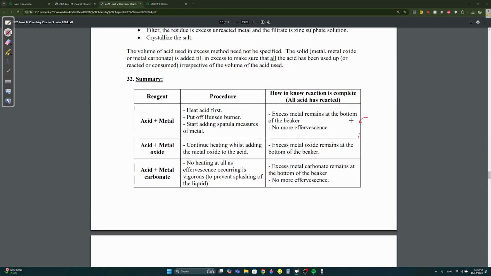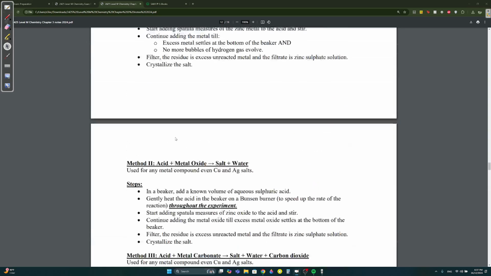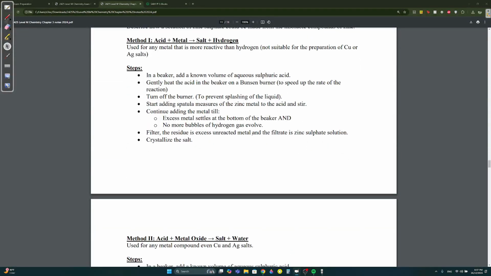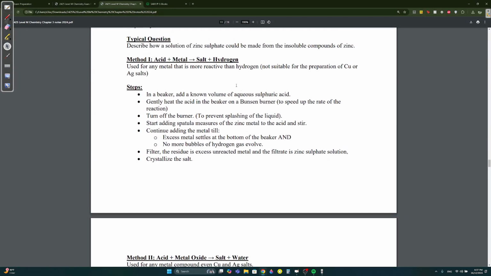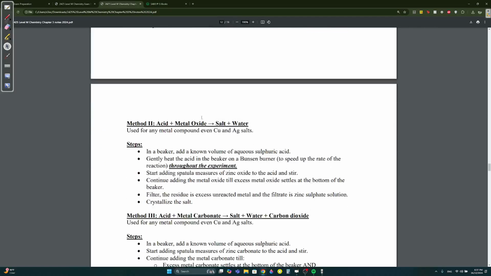Obviously, for this method, you're going to have some leftover at the bottom. So how do I get rid of that and the leftovers in this solution? I need to take it to a filter. I'll put a funnel. You know the filter. Put a filter paper. What's going to be the residue? The residue is going to be the metal. The filtrate is going to be the aqueous solution of the salt we just prepared. I think they wrote it here. And the filtrate is the zinc sulfate.